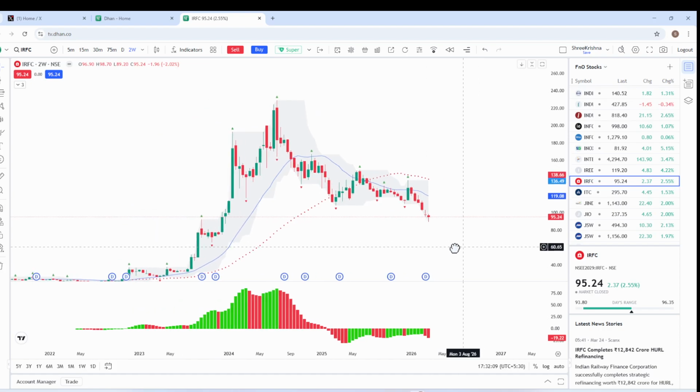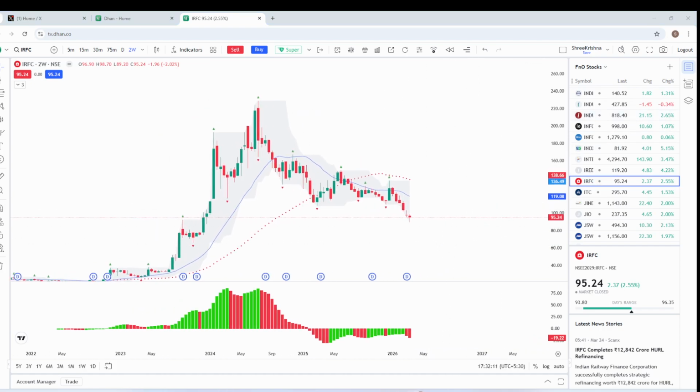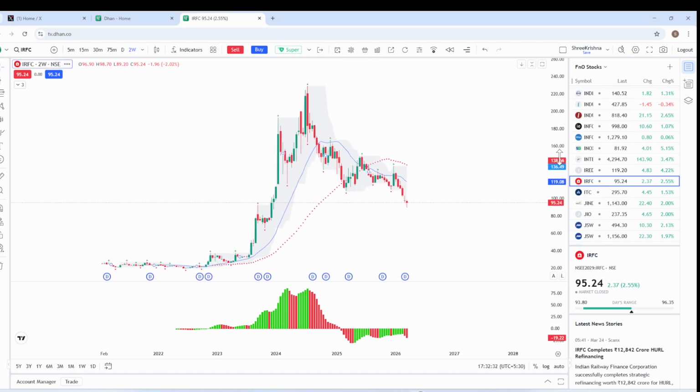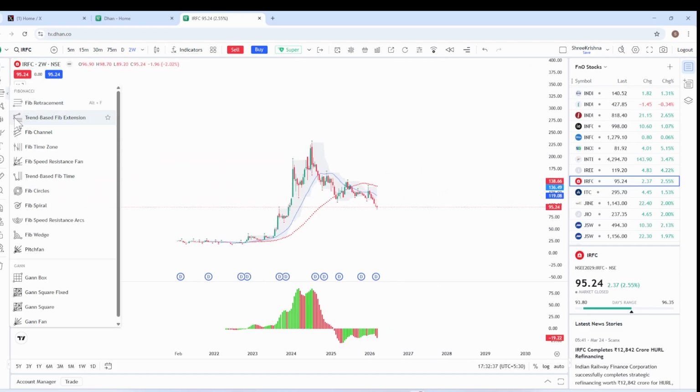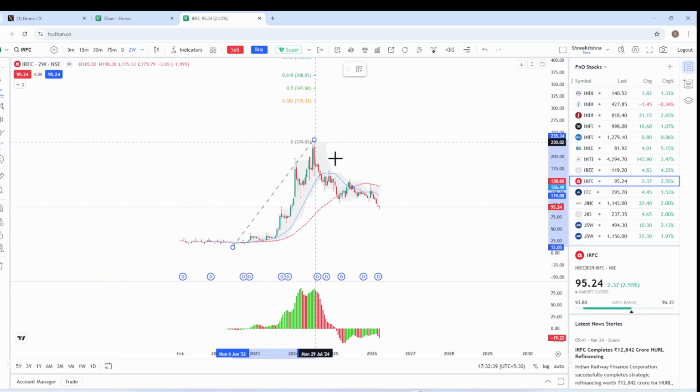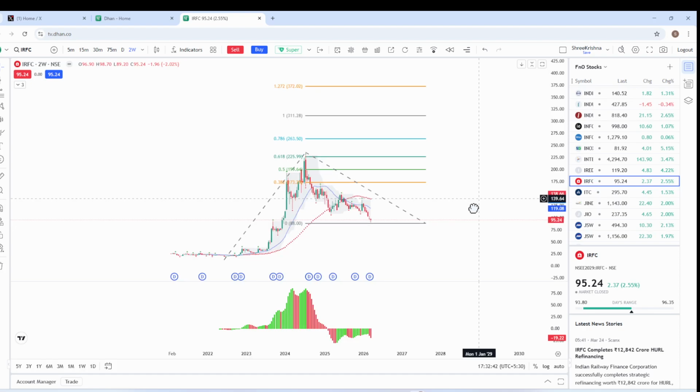IRFC. Again, IRFC, see, we made an entry somewhere here. We made an entry here, on the breakout of 120, 125. We are looking at IRFC for one more move. Oh, I'm sorry, I didn't know that. That has changed. One second, let me get this correctly. So what we are looking at is IRFC. Don't miss this. If you miss this, you are going to be sorry for your life.